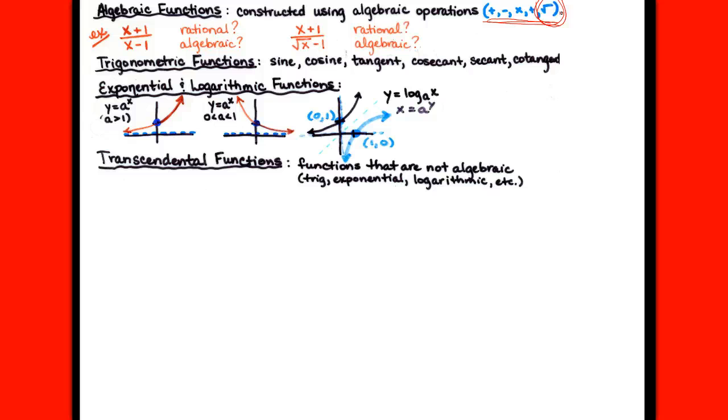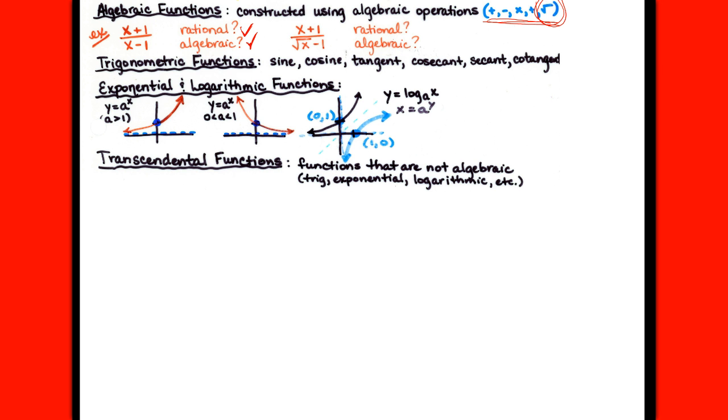Okay? So when I look at this first example where we have x plus 1 over x minus 1, is that rational? Yeah, because it's a polynomial divided by a polynomial. Is it also algebraic? Yeah, because it can be formed by adding, subtracting, multiplying, and dividing. So it is both rational and algebraic.